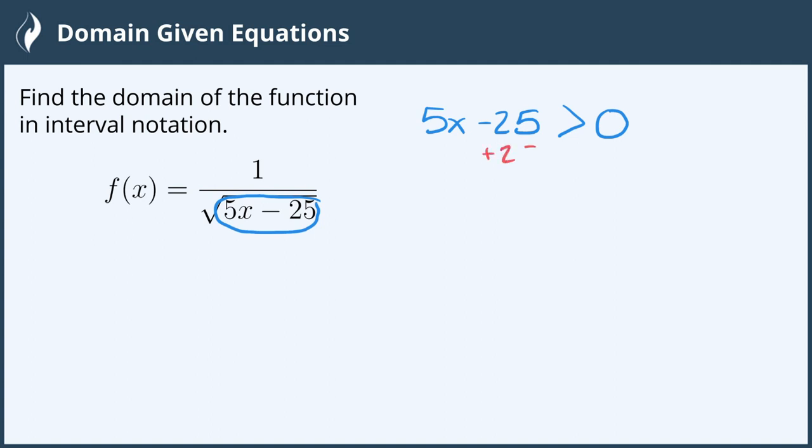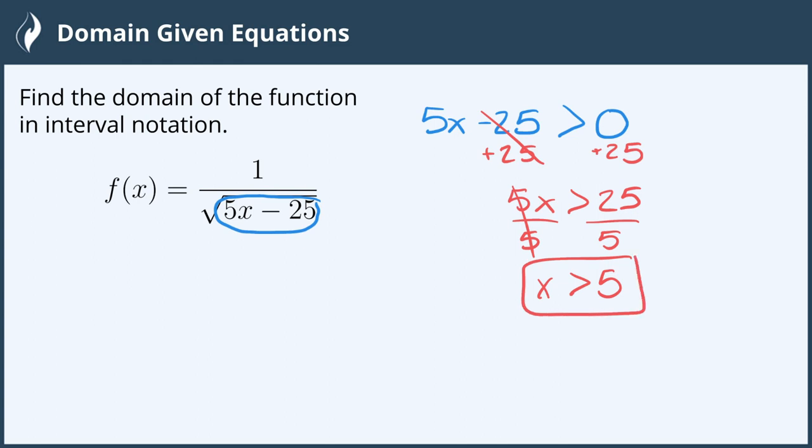So we add 25 to both sides and we get 5x is greater than 25. Divide both sides by 5. So we get x is greater than 5. And that right there will give us a domain in which we will never divide by zero and never have a negative inside the radical.